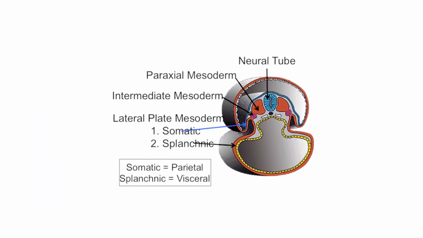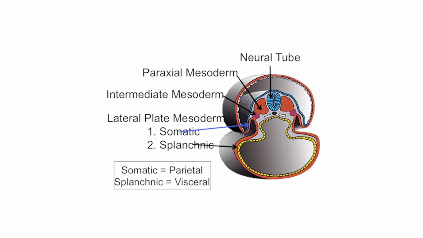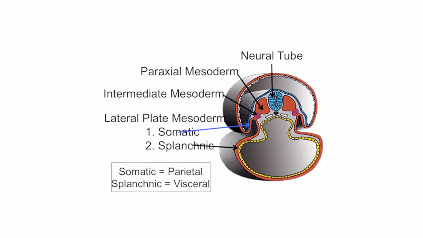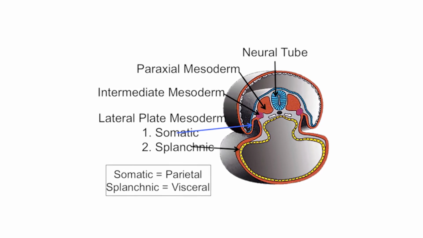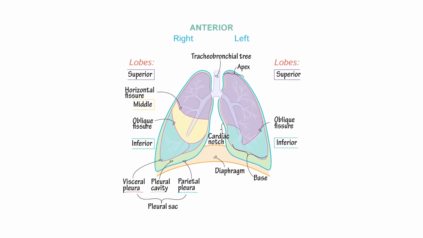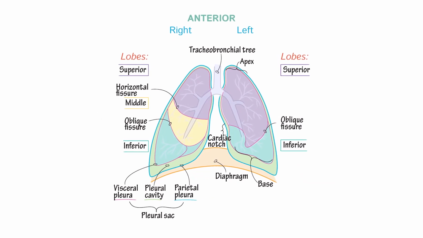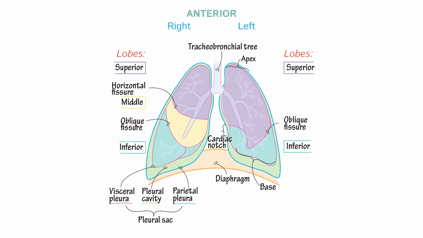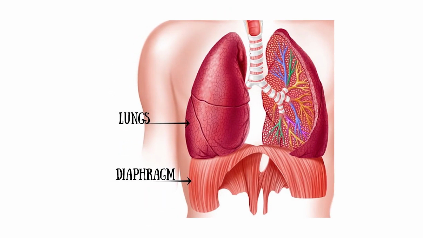Let's see a comparison between the two layers of pleura. The visceral layer develops from splanchnopleuric mesoderm, while the parietal layer of pleura develops from somatic mesoderm. The visceral layer lines the surface of the lungs including the fissures, while the parietal layer of pleura lines the thoracic wall, mediastinum and diaphragm.